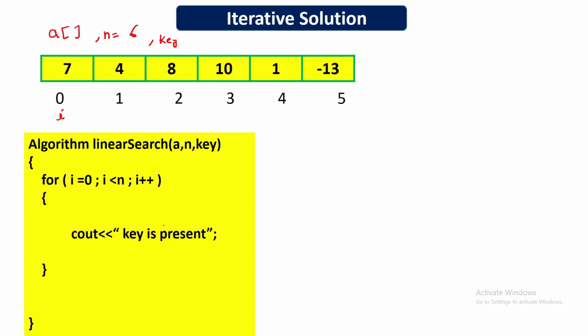Now my linear search can tell whether my key is present when I am checking with each of the elements, or my linear search algo can say key is not present. So there can be two outputs. Now how will they be printed?